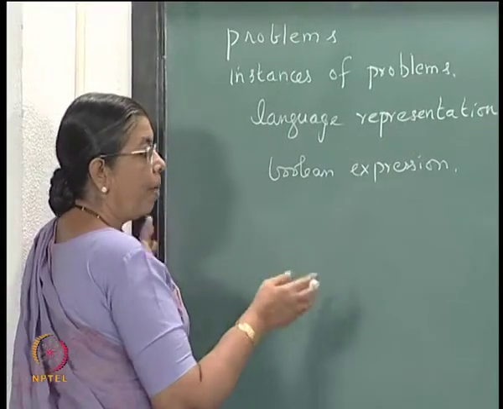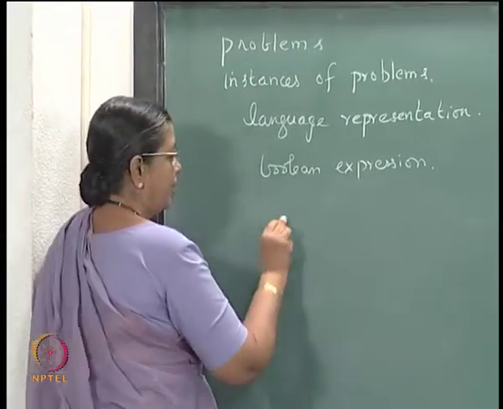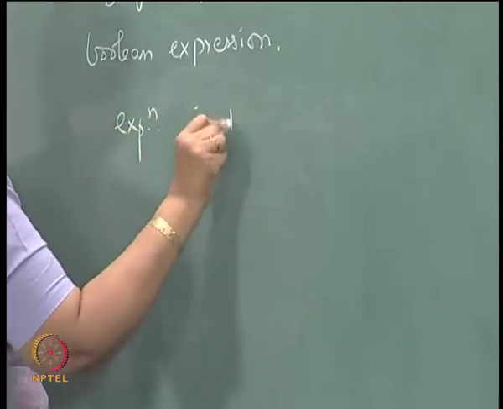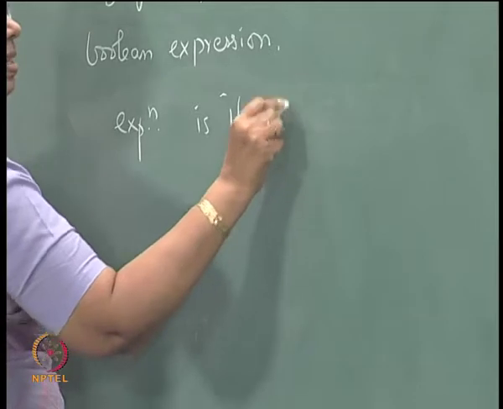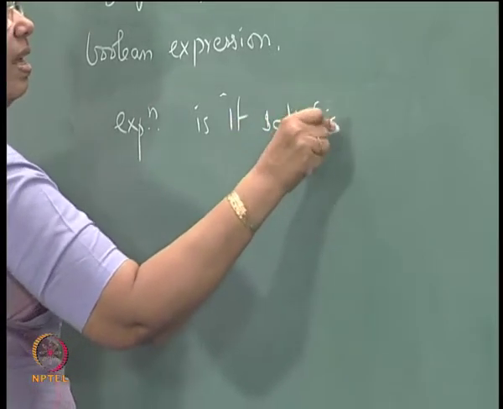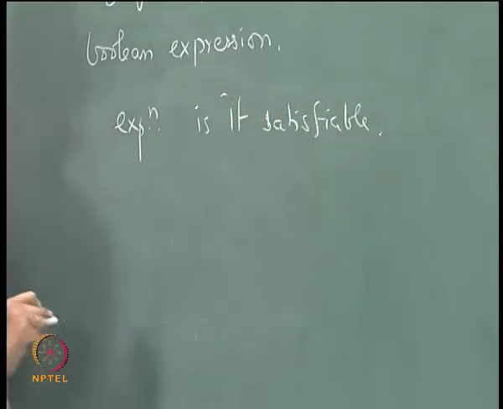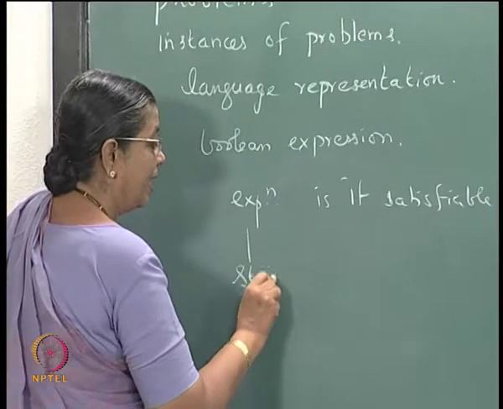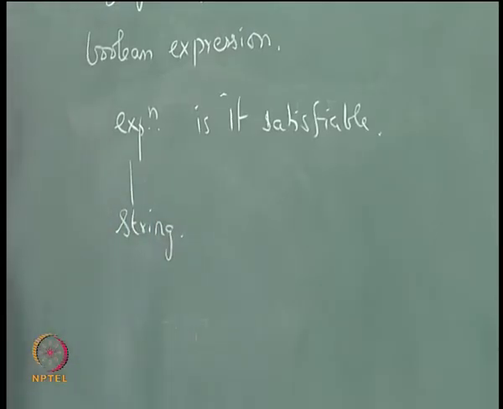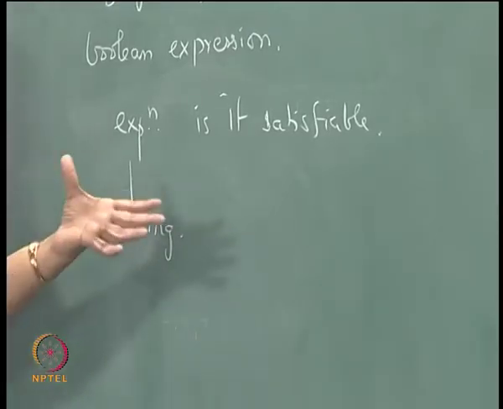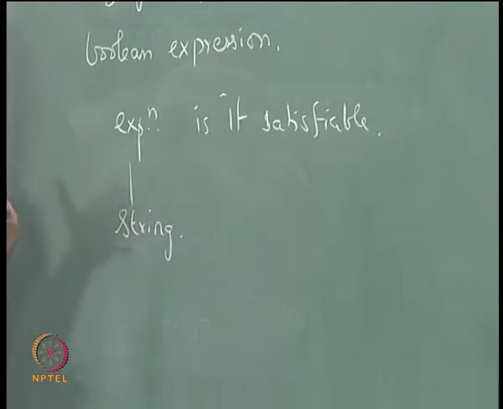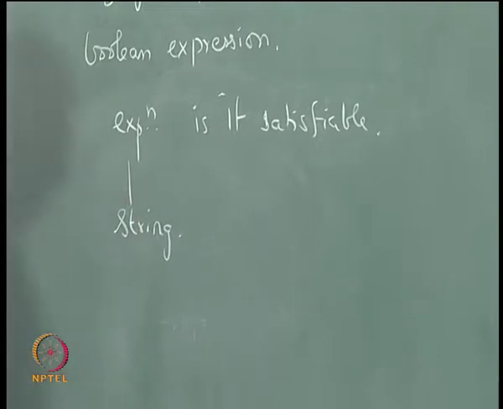See, the problem is given an expression, is it satisfiable? As a language representation, how do you represent it? This expression is represented as a string, and you can have a Turing machine which will accept those strings which evaluate to 1 and which will reject those strings which will not evaluate to 1.